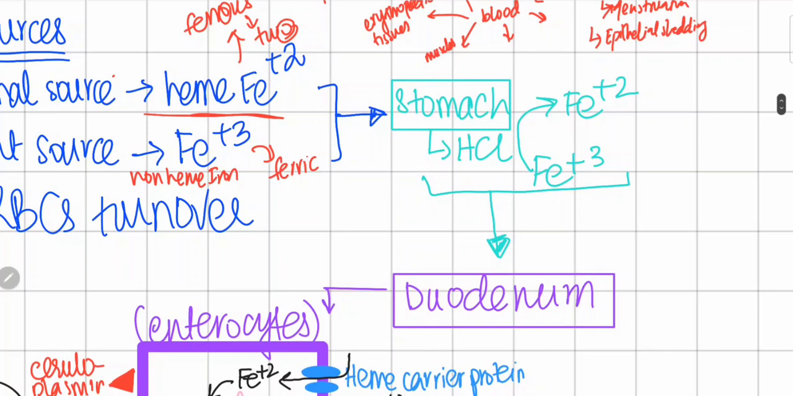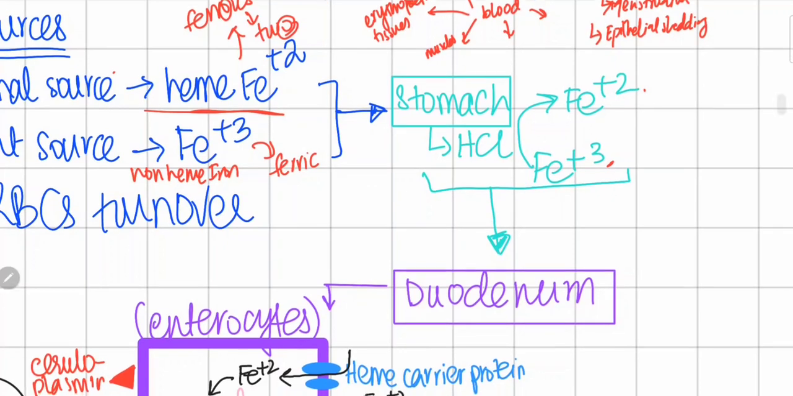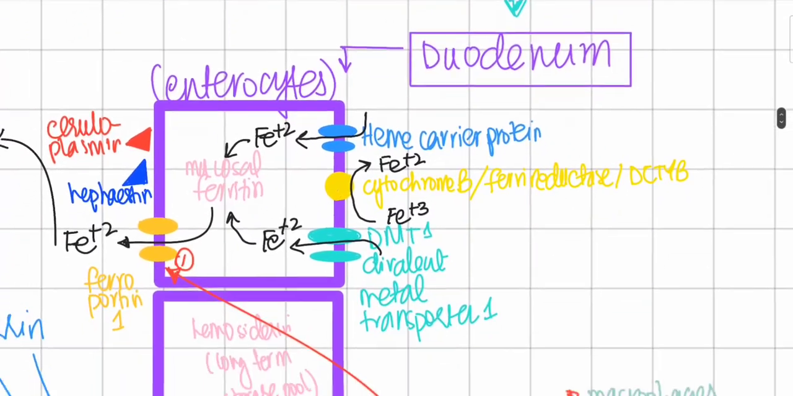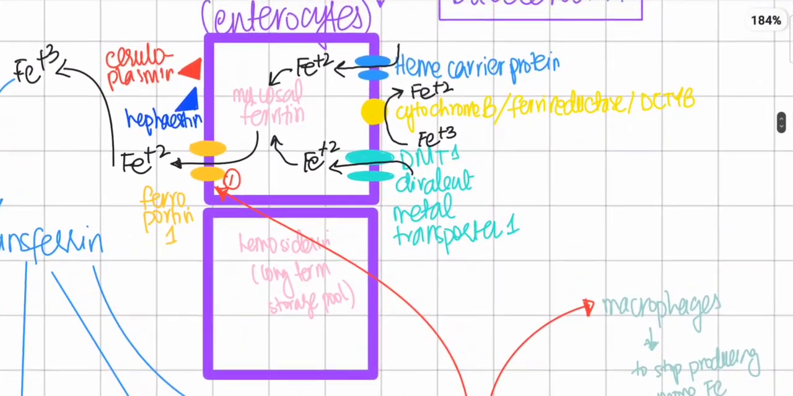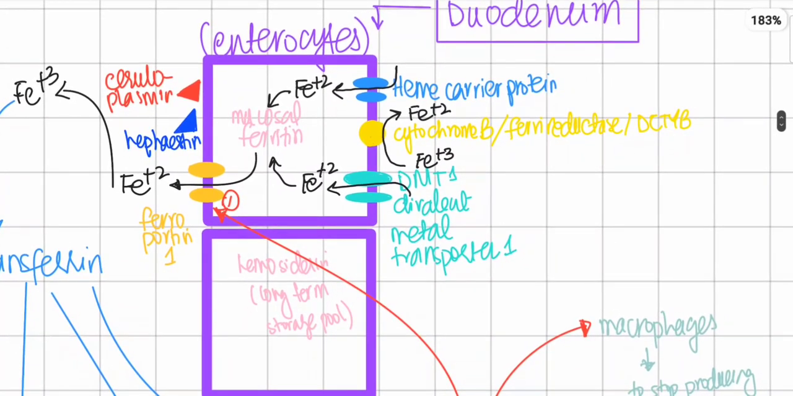So it will go into the stomach. So in stomach, we have hydrochloric acid from the gastric juice. So what it does is that it converts all the Fe+3 into Fe+2, right? Now, why is that important? Because in duodenum we have enterocytes. And in the enterocytes, Fe+3 cannot enter. So we need to convert all Fe+3 into Fe+2 in order for it to enter enterocytes.